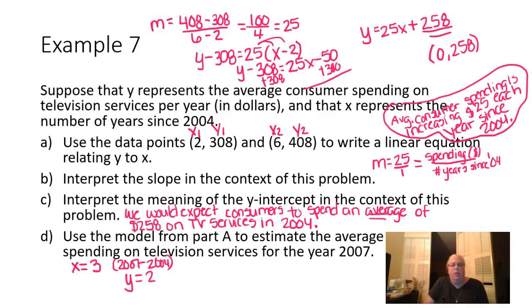y is equal to 25 times 3 plus 258. And when I put this in my calculator, it's going to give me $333. So we would expect the average consumer spending in the year 2007 to be about $333. And again, some will be spending more than that, and some will be spending less than that.